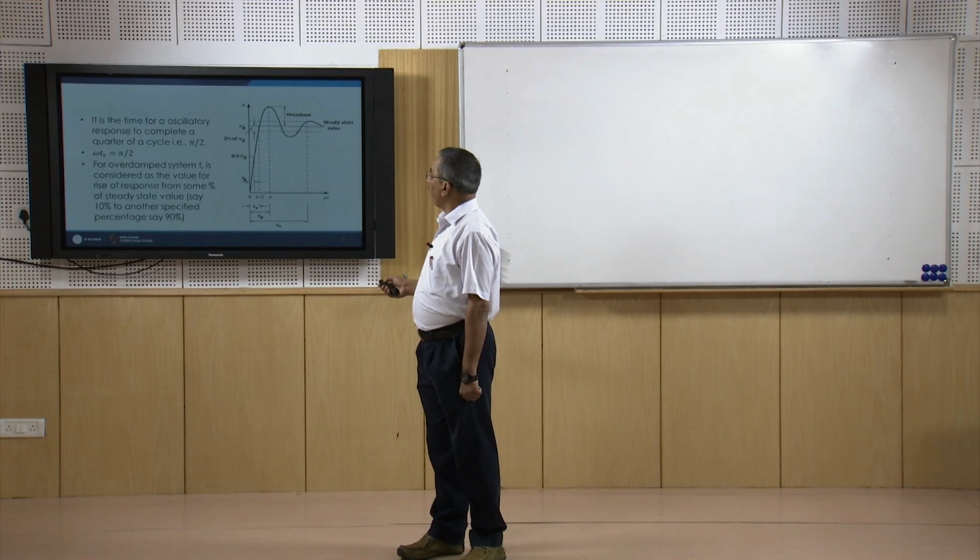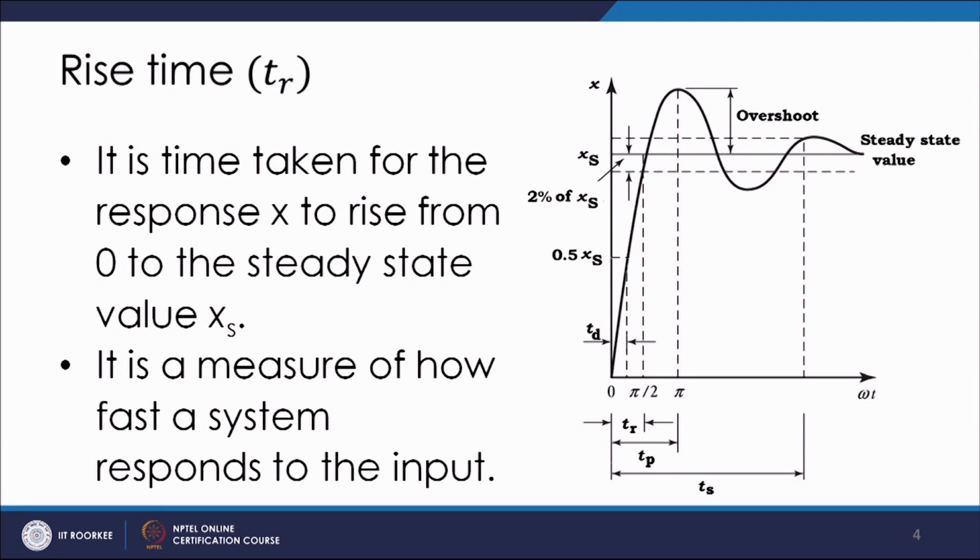It is the time for an oscillatory response to complete a quarter of a cycle, that is the pi by 2 value. So, from here we can see that omega T R is equal to pi by 2, and this is how the rise time is defined.